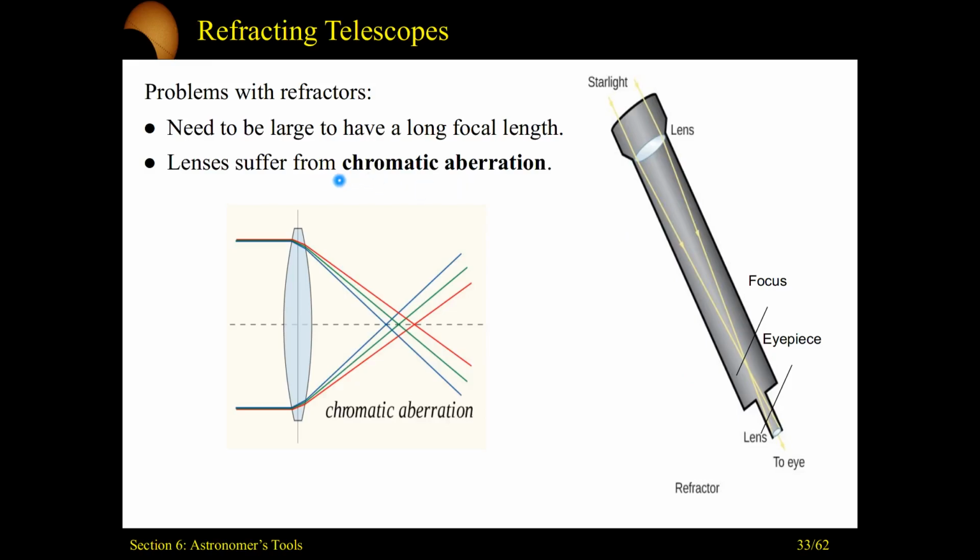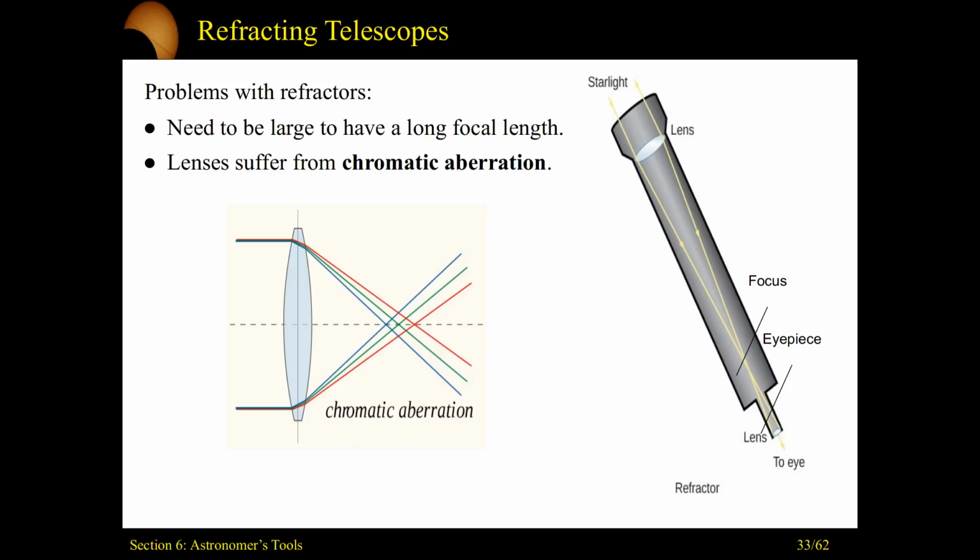Recall from a previous video that it will have this chromatic aberration happening. When you send light through a lens, the colors will bend ever so slightly differently. So you either need corrective optics or just accept the fact that your color resolution will be distorted by this aberration here.